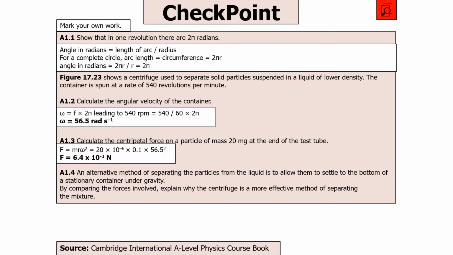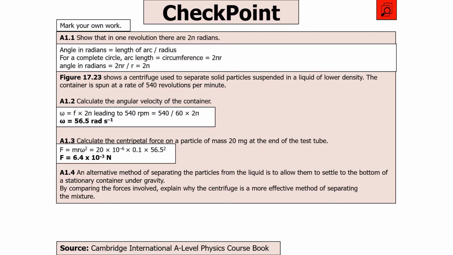Now in this next question, F is equal to m r omega squared. We use that equation because we just worked out omega and we have r and we have m. Now note it's 20 milligrams. So it's 20 times 10 to the minus 6 because the standard unit in physics is the kilograms. To go from milligrams back into the standard unit, you've got to do 10 to the minus 6, not 10 to the minus 3. Pop in all the values and you get 6.4 times 10 to the minus 3 newtons.